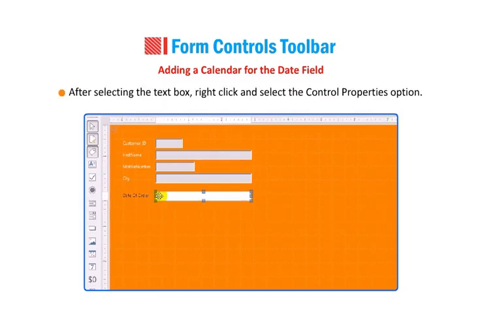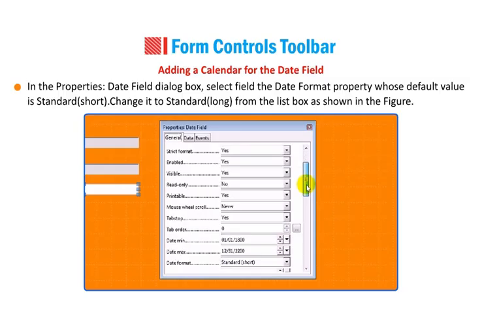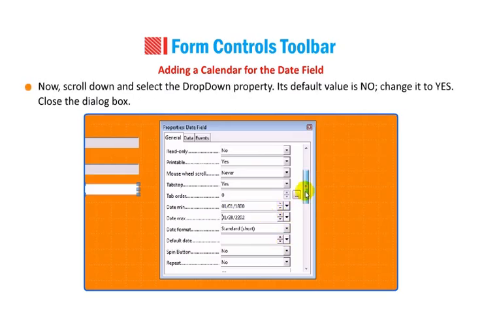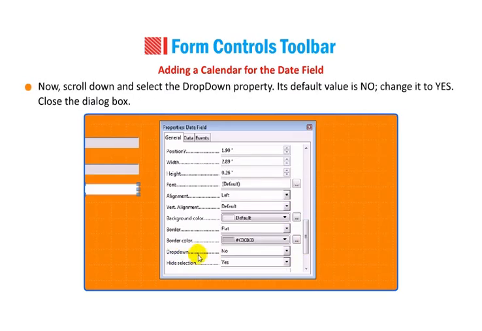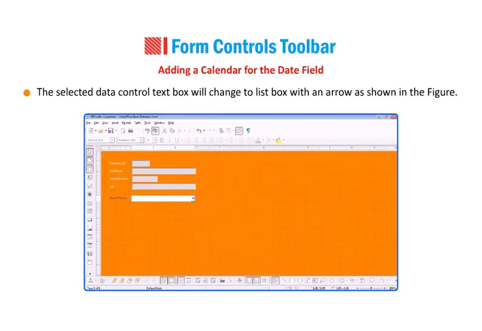After selecting the text box, right-click and select the Control Properties option. In the Properties Date field dialog box, select the Date Format property, whose default value is Standard Short. Change it to Standard Long from the list box as shown in the figure. Now scroll down and select the Dropdown property. Its default value is No. Change it to Yes. Close the dialog box. The selected date control text box will change to a list box with an arrow as shown in the figure.